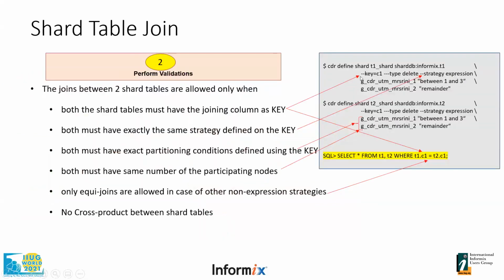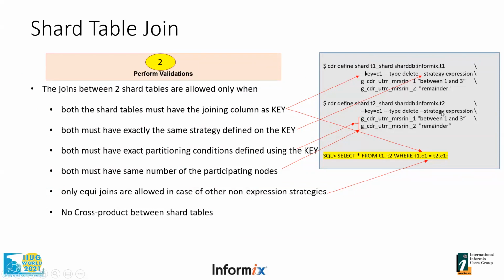What are the validations that we are performing? Here are the mandatory conditions that each and every shard has to go through. As you can see, the sharded table must have a joining column as a key. Here the key is C1, and the joining column is also C1. And this shard's joining column is also C1. So this is mandatory, and we also see that the strategy should be the same.